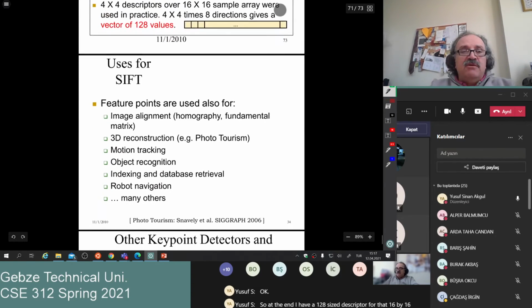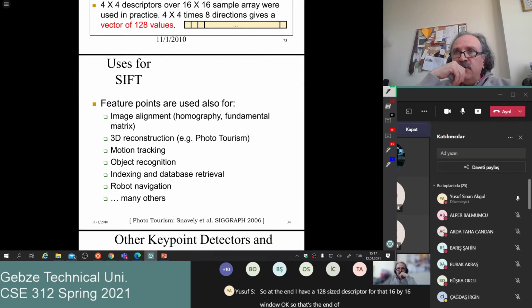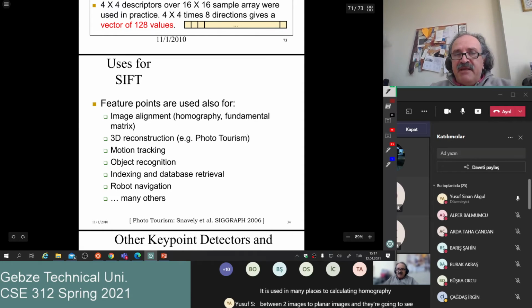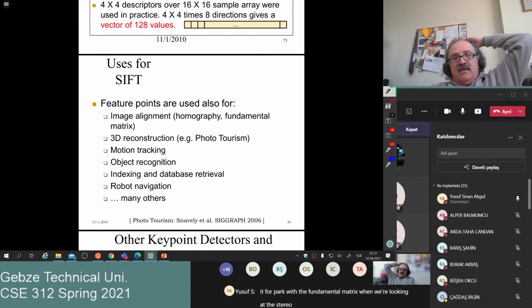So that's the end of the algorithm of SIFT. It is used in many places, for calculating homography between two planar images, and we are going to see it for calculating the fundamental matrix when we are looking at stereo. And we use it for 3D reconstruction, motion tracking, object recognition, etc.